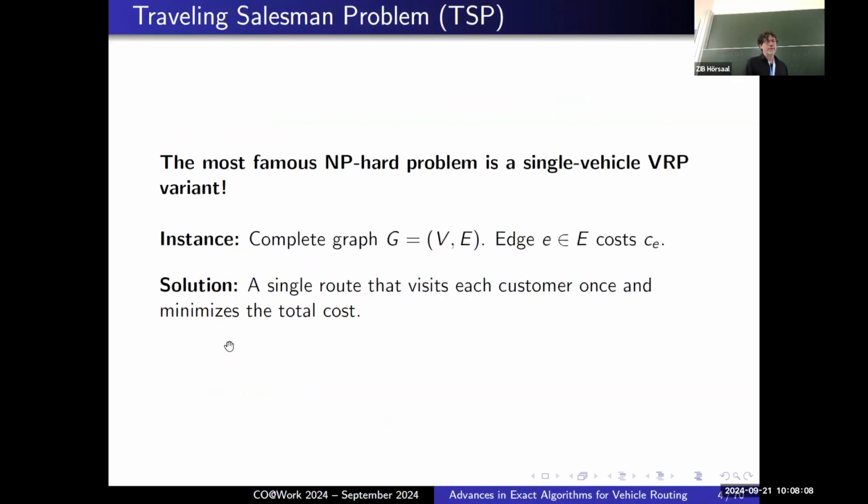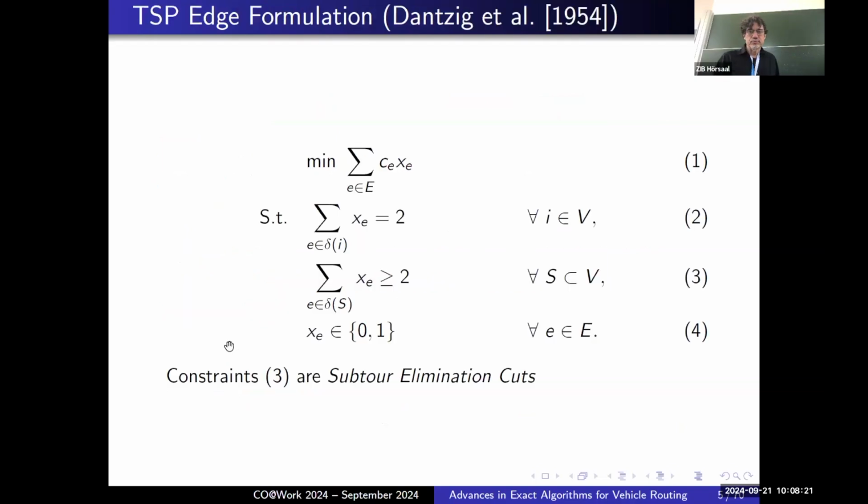But let's start with the most famous NP-hard problem in combinatorial optimization, the TSP. The TSP is a VRP for a single vehicle. And we have this formulation here, the classic formulation by Dantzig, Fulkerson, and Johnson. We have here that the route should enter and leave each point. And we have here the subtour elimination.